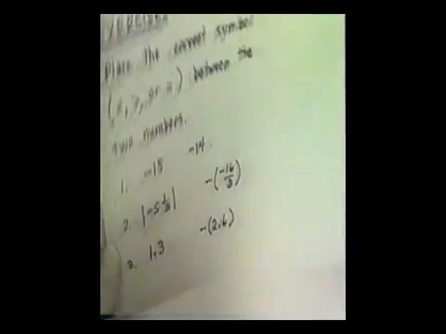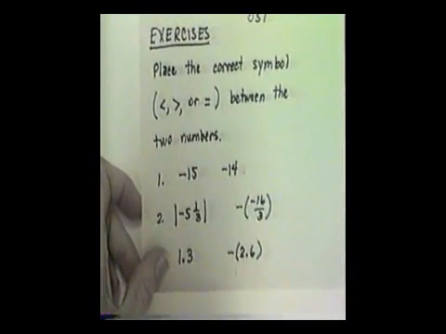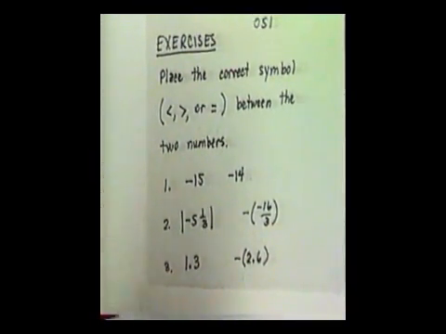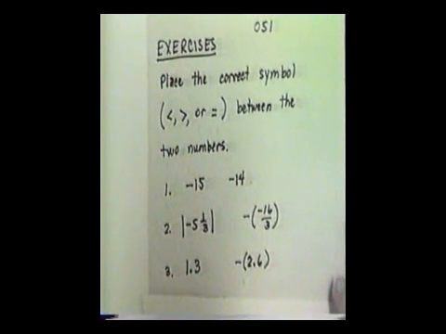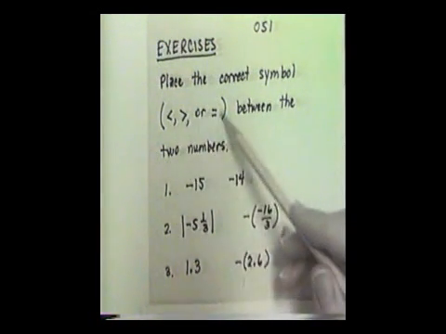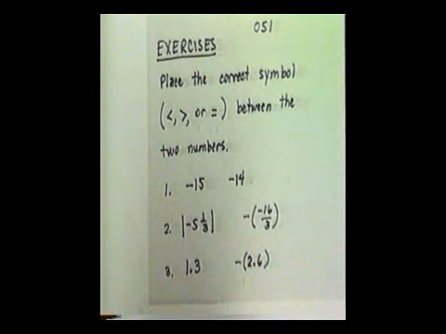Exercises for you to try. I believe we can get them all on the screen this time. I've given you 3 exercises. Place the correct symbol, and I'm giving you 3 choices: less than, greater than, or equal to, between the 2 numbers. Exercise number 1, the 2 numbers are negative 15 and negative 14.